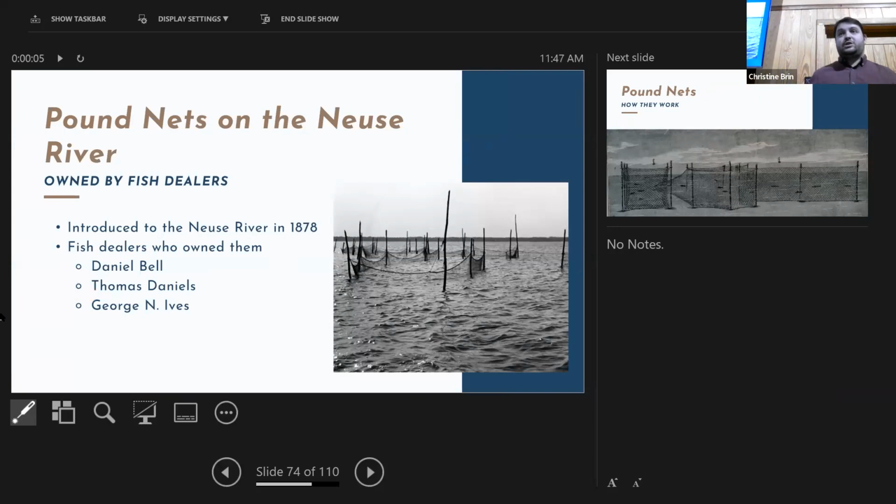Another thing that's really being pushed by the fish dealers is pound nets. Pound nets wound up in North Carolina shortly after the Civil War. A couple of guys brought them to the Albemarle Sound. They were Civil War veterans. They were from the Pennsylvania, Ohio area, fished on the Great Lakes. But the pound net gets to the Neuse in 1878, and it's the likes of Daniel Bell, Thomas Daniels, and George Ives that own these nets and are using them, and they're employing men to work these nets on the Neuse. And they're really between the mouth and Trent River.